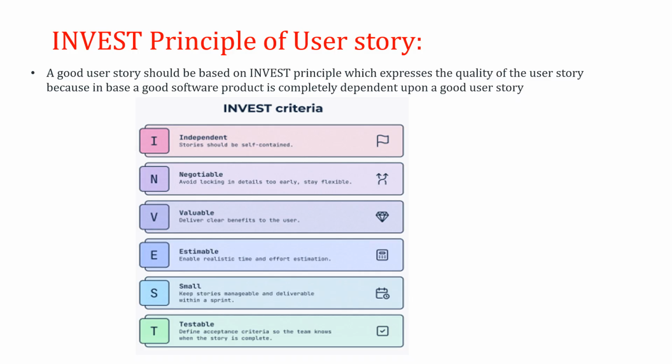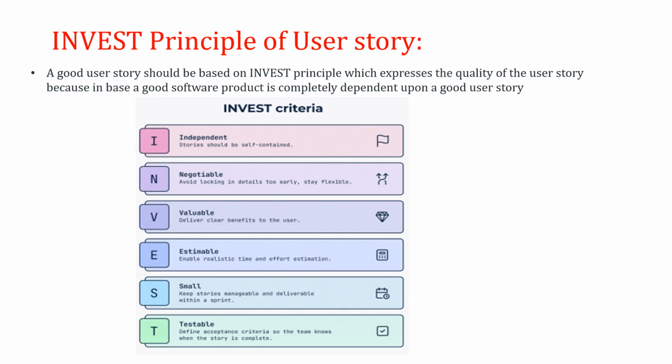Next is the INVEST principle. A good user story should follow the INVEST principle. It is used to express the qualities of a good user story. I stands for independent. A user story should be as independent as possible so that it can be developed without strong dependency on other stories. N stands for negotiable. It should not be treated as a fixed technical specification. These details can be discussed and refined through conversation between the customer, product owner and the development team.